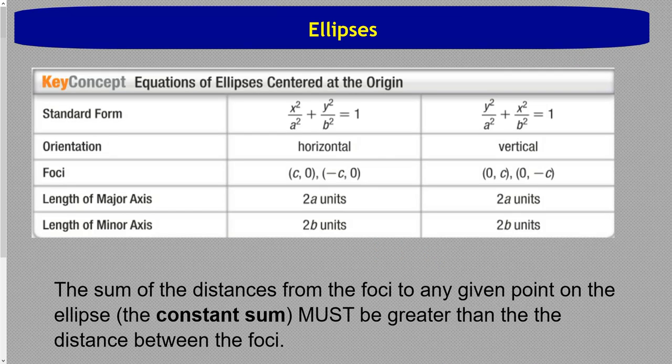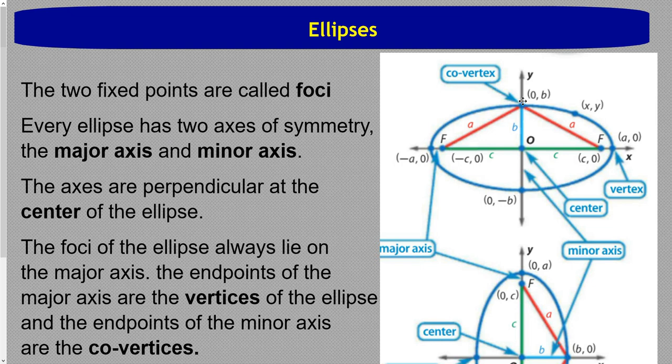The minor axis is 2b units. B would be this guy from the center to the co-vertex. So the minor axis is 2 times b. The major axis, this length, is 2 times a.